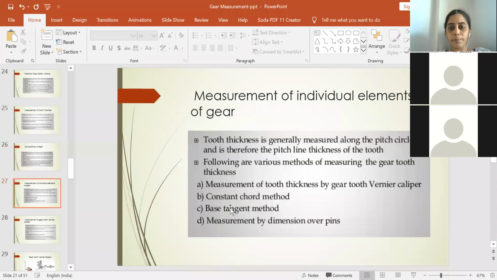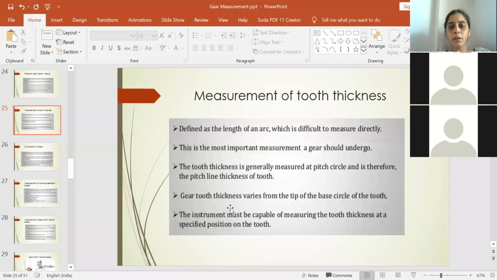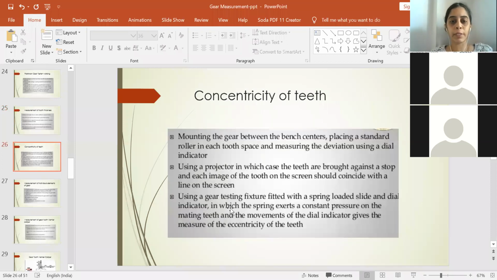So next, one of the things we have used to measure the tooth thickness is this one. The gear tooth vernier caliper we have used in order to measure the tooth thickness. We'll come to that with the derivation later. So this is just an introduction related to the measurement of tooth thickness.